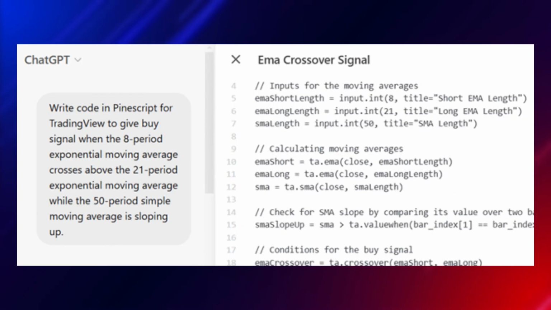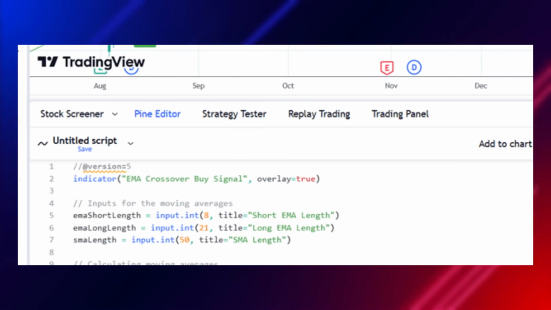Now, open up your Tradingview chart. At the very bottom of your screen, look for the Pine Editor tab and click it. Select Open and choose New Blank Indicator to start with a fresh slate. Now delete any default code currently sitting in the Pine Editor window.